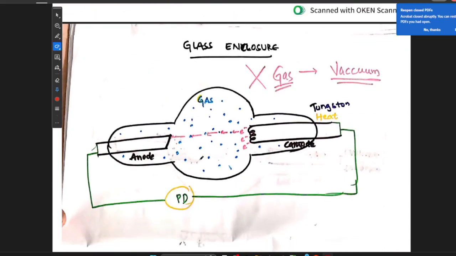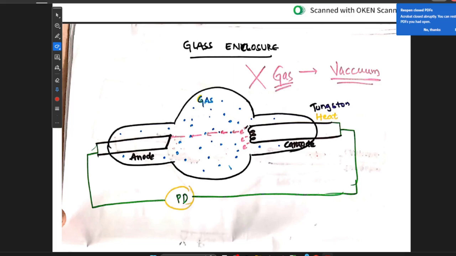Let us now learn some important points about the X-ray tube. We'll see each part of the X-ray tube. First, the glass enclosure. The glass enclosure is important to seal the two electrodes, the cathode and the anode. Imagine that there is some gas present inside the tube. If there is gas present, the electrons from the cathode, when they are accelerated towards the anode, will collide with the gas molecules. When an electron collides with the gas molecules, it loses energy.